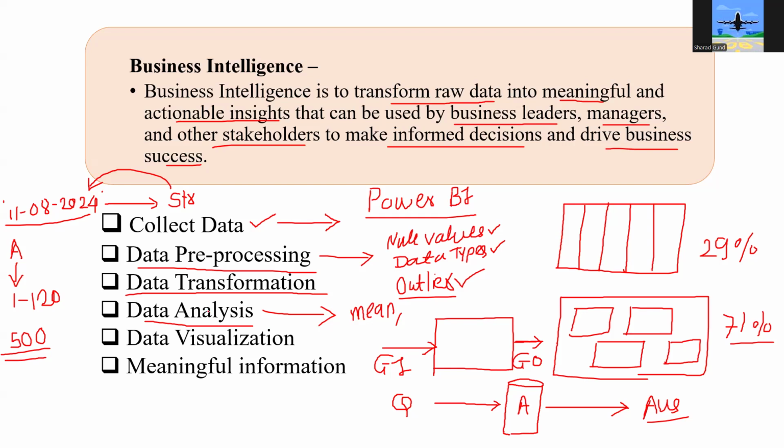So we have to analyze the data, whether that data is distributed well, normally distributed or not. Then we have to check the mean value, median value, mode value, standard deviation, variance, and many other statistical terms also, like p value, z value, like that.